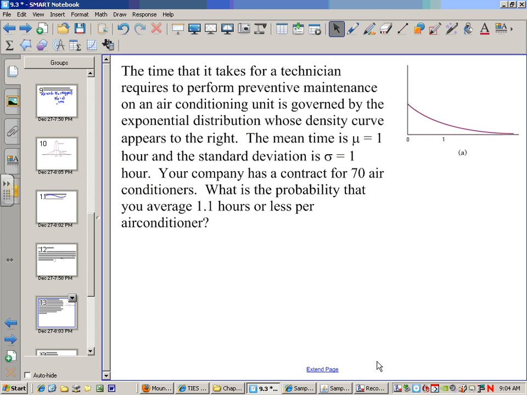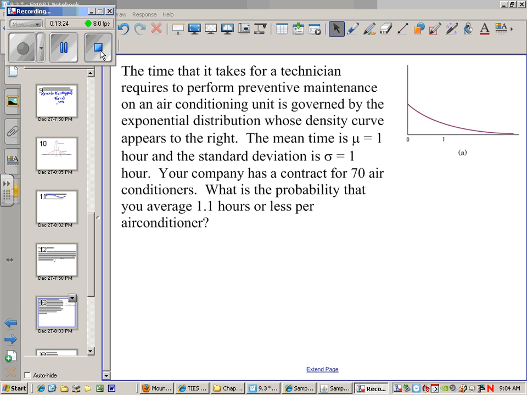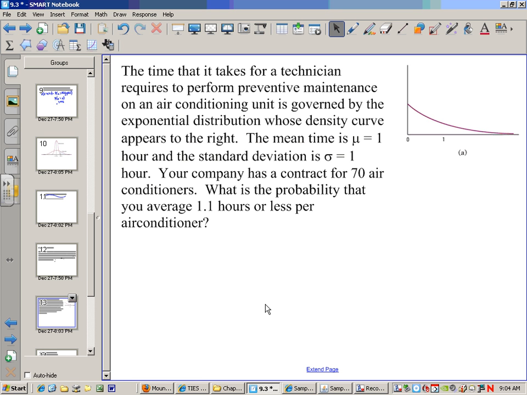Now, where this helps us out is in a problem like this. The time it takes for a technician to perform preventative maintenance on an air conditioning unit is governed by an exponential distribution whose density curve appears to the right. The mean time is mu equals 1 and a standard deviation of 1. Even though you can see this is not normal, the mean is still 1 and the standard deviation is 1. Your company has a contract for 70 air conditioners. What is the probability that you average 1.1 hours or less per air conditioner? Now, without the central limit theorem, we can't solve this using normal. We can't solve this at all.